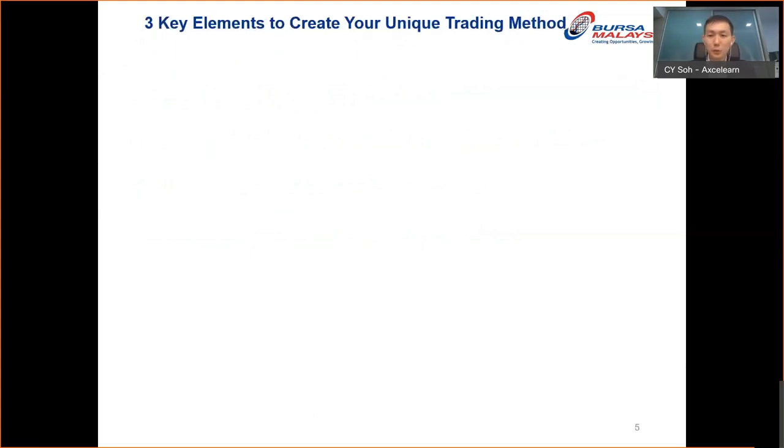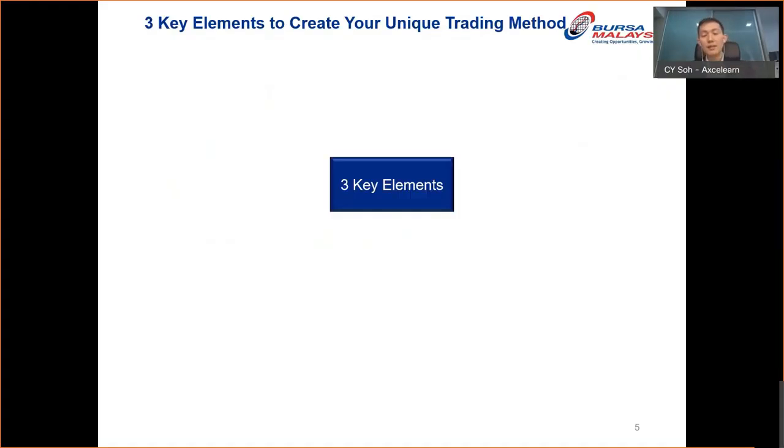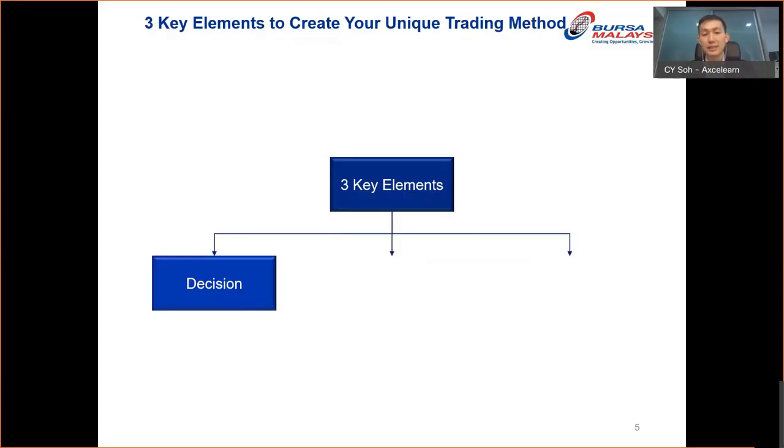Now, when it comes to trading, there are only three key elements focusing on your trading approach, which is your trading method. These are the three main things that directly impact your trading results. So let me share all of this with you. What are the three things first? The first thing is your decision.